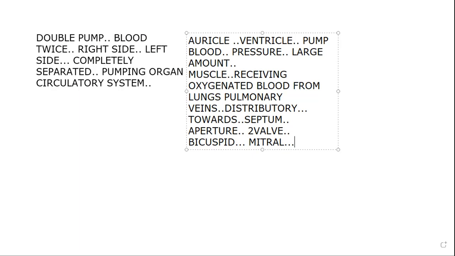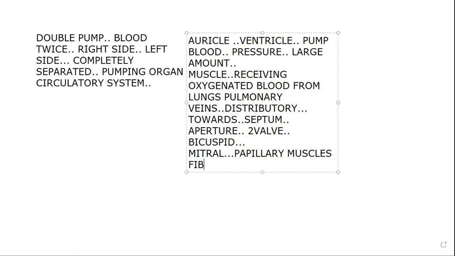ठीक है, now this bicuspid valve, also known as a mitral valve, it is connected to the papillary muscle. Papillary muscle pimple like projections हैं which are actually extensions of the endocardium. ठीक है, और papillary muscles and the mitral valve or the bicuspid valves, they are joined together by fibrous proteins which are known as the chorditendini.